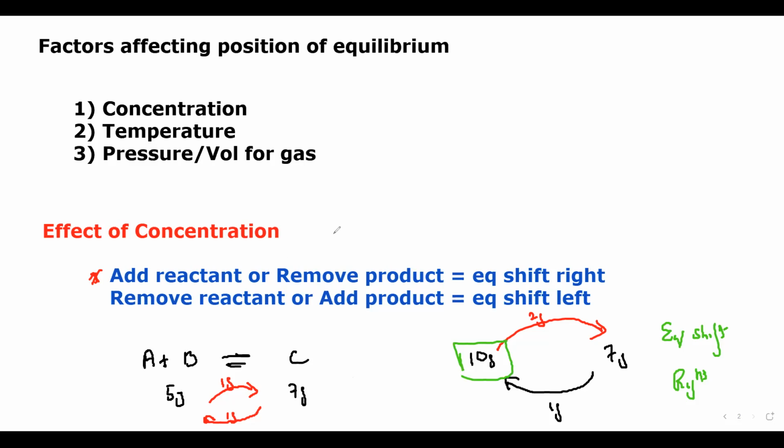So adding a reactant, or the opposite can happen, we can remove the product, then the rate of the backward reaction will be slower and the forward reaction relatively faster. Then we also say the equilibrium is shifted towards the right hand side. Is it clear? The first example, the first effect of concentration on the position of equilibrium. Any doubt in this? The first part.